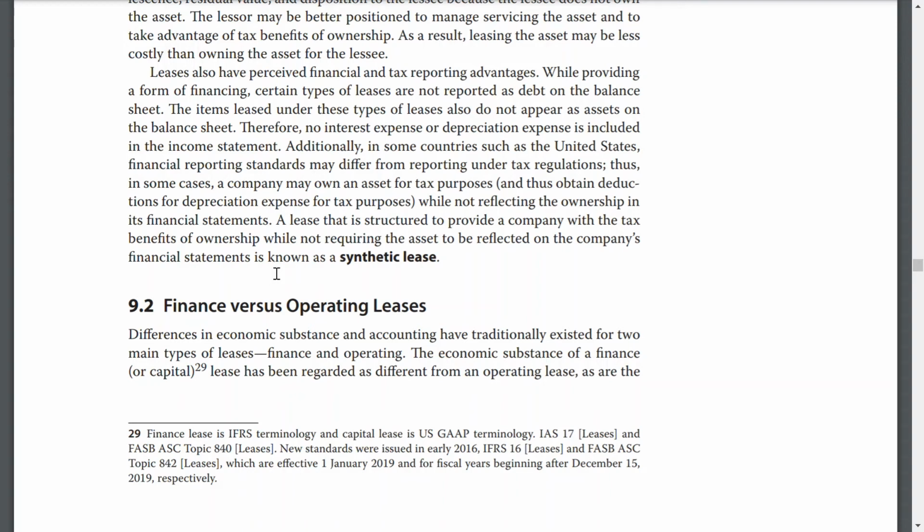Additionally, in some countries, such as the United States, financial reporting standards may differ from reporting under tax regulations. Thus, in some cases, a company may own an asset for tax purposes while not reflecting the ownership in its financial statements. A lease that is structured to provide a company with the tax benefit of ownership while not requiring the asset to be reflected on a company's financial statements is known as a synthetic lease.